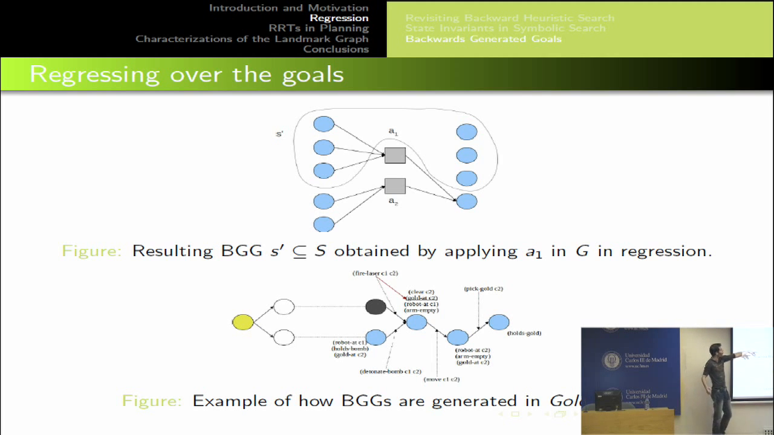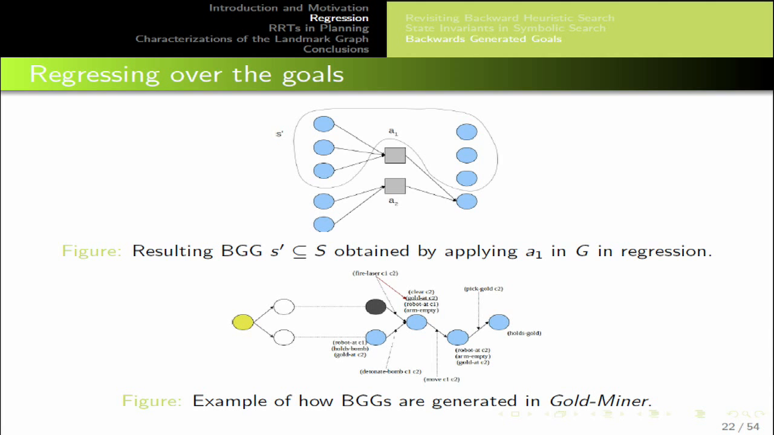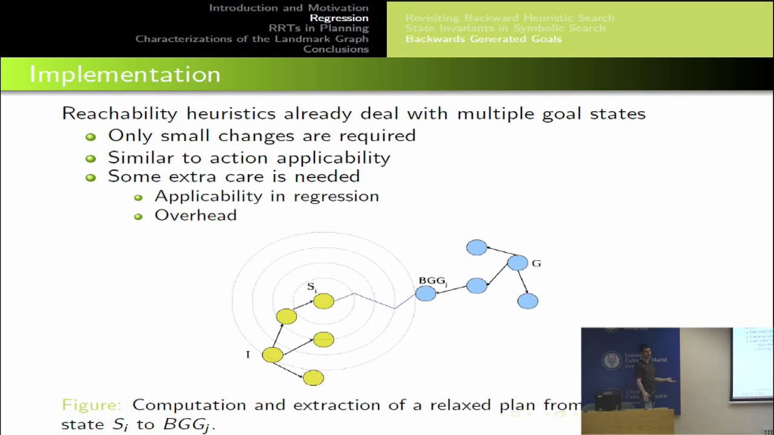So this is a small example of regression, right? If those 4 circles there are our goals, and we have some action A1 that adds one of them, if we regress using A1 over that set of propositions, then we'll get this whole set of propositions here. And in a regular domain, if we compute relaxed plans forward, we'll get, at the end, some actions that can be used to regress. Some cannot, because there are some constraints. Those actions must be applicable in regression for them to be selected as the action chosen to generate this BGG, right? It is also interesting to note that the regular reachability heuristics already deal with multiple goals. There's no change whatsoever. It's just like checking action applicability, because action applicability is a set of propositions that must be true for the action to be applicable. So that's just like checking whether a goal has been satisfied.